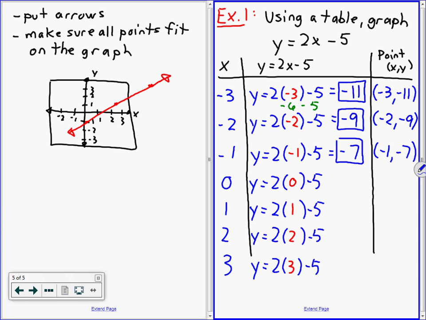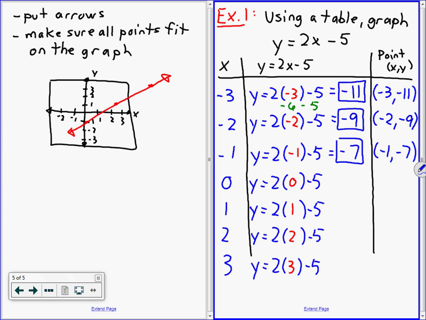Does anyone see a pattern in the numbers? I'm sorry, you have to slow down. Does anyone see any pattern in these numbers? Yeah, go ahead. The x's go up by 1. Yeah, so these will go up by 1, and your slopes go up by 2.